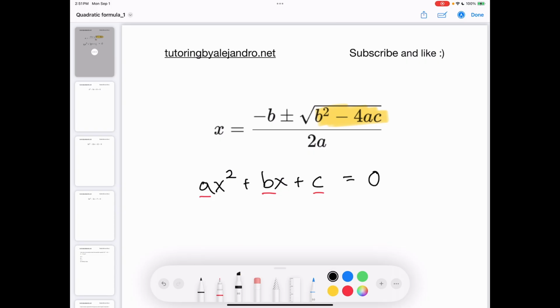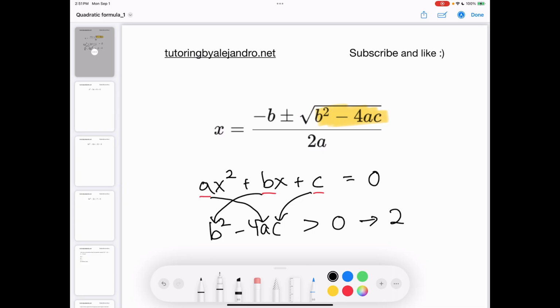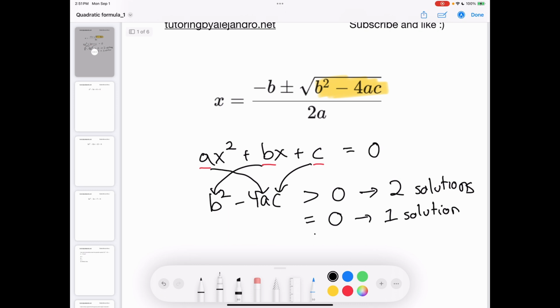So if you evaluate b squared minus 4ac after plugging in the values, and this value is positive, meaning greater than 0, then we will get 2 solutions, right? If this value is equal to 0, we will get 1 solution, okay? And if the value is negative, meaning less than 0, there are no real solutions, okay?